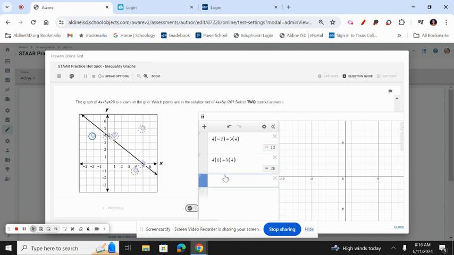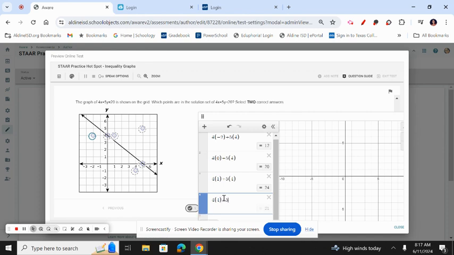Alright, I go to my next one. 4 times 1, the ordered pair is 1 comma 4, plus 5 times 4. That gives me 24. 24 is not less than 20, so that can't be it. Go to the next ordered pair. 4, negative 1. So 4 times 4 plus 5 times negative 1. This is 11. 11 is less than 20, so those are my 2 points.